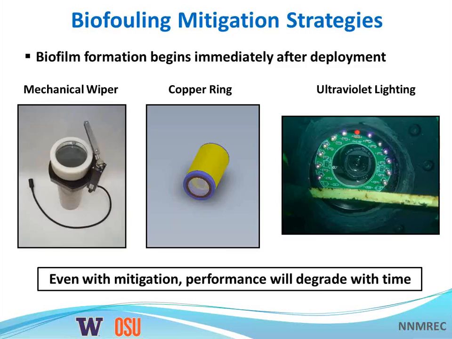One is a mechanical wiper, which sweeps across the face. That's what drives the requirement for a flat rather than domed optical port. We're also going to be putting a copper ring around the optical port, which has biocide properties. And then we're considering the use of ultraviolet lighting inside the camera housing, which may have the effect of reducing biofilm formation. Though even with this mitigation, performance will degrade over time and maintenance will be required. Next slide.